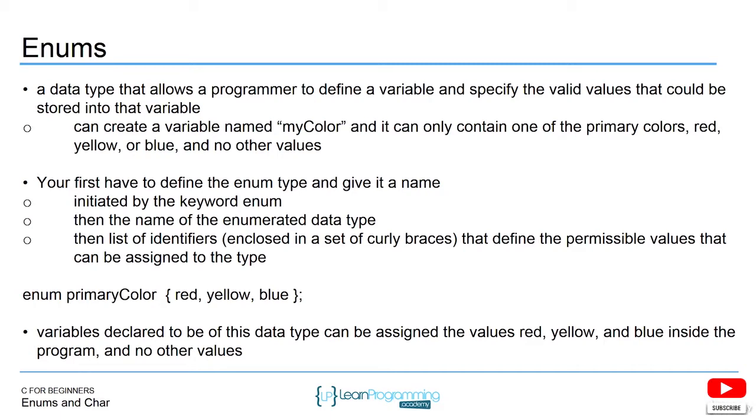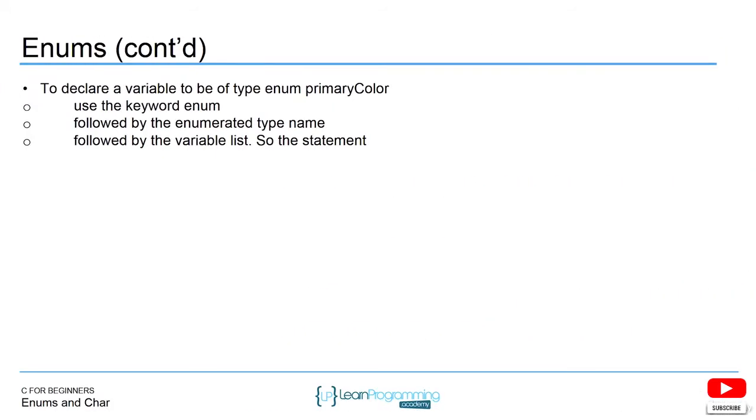So again, the first step, defining it. The second step is using it. So after we've defined it, we can then declare a variable of this type, primaryColor. And the way that we declare the variable now is we still use the enum keyword. We then have the name of the enum that we specified when we defined it. And then at the very end, we follow that with a variable list.